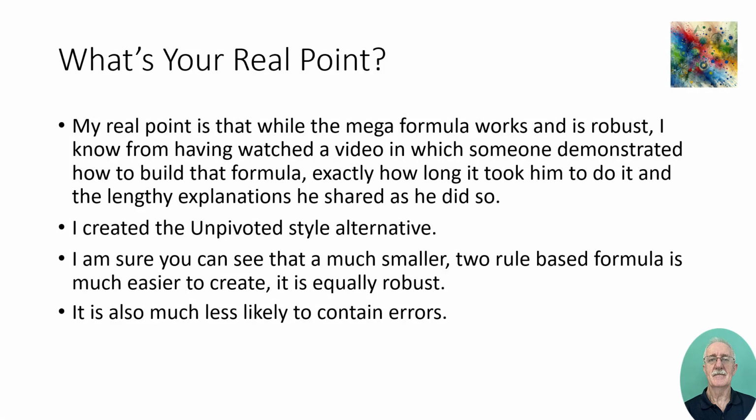So what's my real point? My real point is that while the mega formula works and is robust, I know from having watched a video in which someone demonstrated how to build that formula exactly how long it took him to do it, and the lengthy explanations he shared as he did so. I created the unpivoted style alternative, and I'm sure you can see that a much smaller, 2-rule-based formula is much easier to create. It's equally robust. It is also much less likely to contain errors.